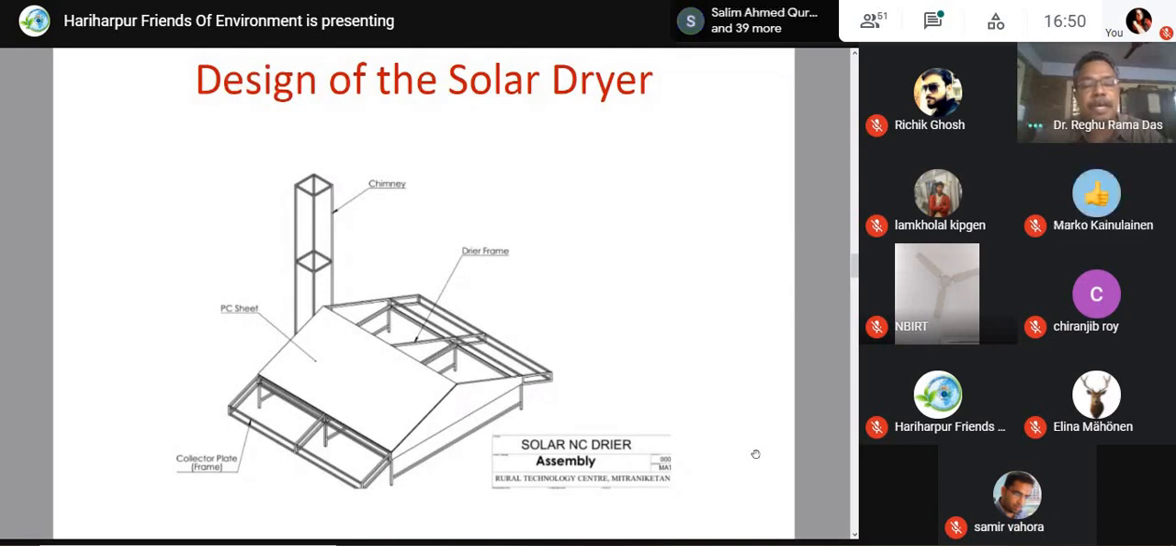And the dryer frame primarily consists of a preheater with the collector plate and the air inlet on both sides of the dryer. Then the drying chamber, chimney, polycarbonate sheet, UV stabilized sheet, and also the drying area of this dryer is 4 meters square. That means we can load 4 trays of 1 meter square. Capacity of this dryer is about 10 to 15 kilograms depending on the product. I will explain this in detail in the next slides.